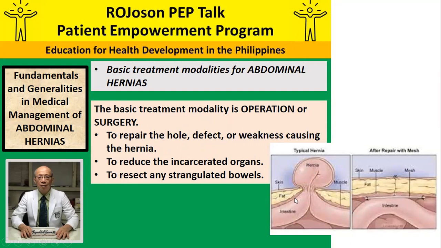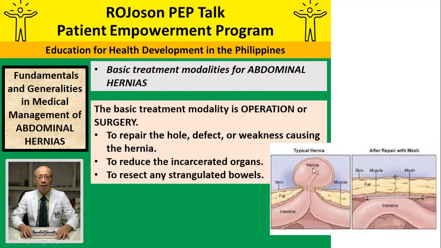Okay. Then, in some instances, if the hernia becomes strangulated, meaning the blood supply is compromised, umiitim na, bumubulok na, puputok na, then the surgeon will have to resect this strangulated bowel, and then reanastomose the remaining bowels. Okay, so this is what is meant by to resect any strangulated bowels if present.